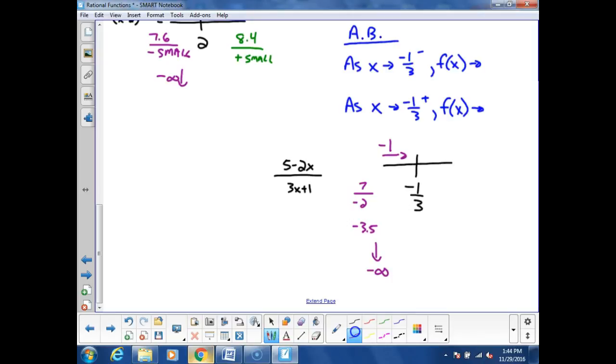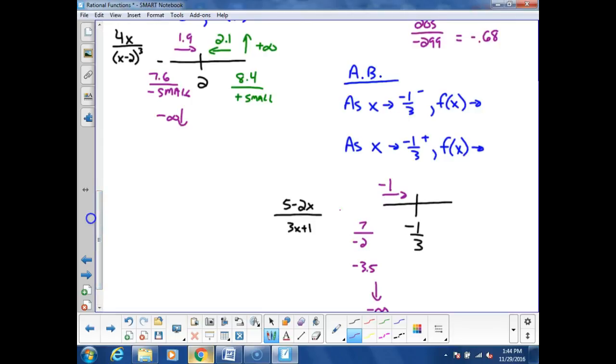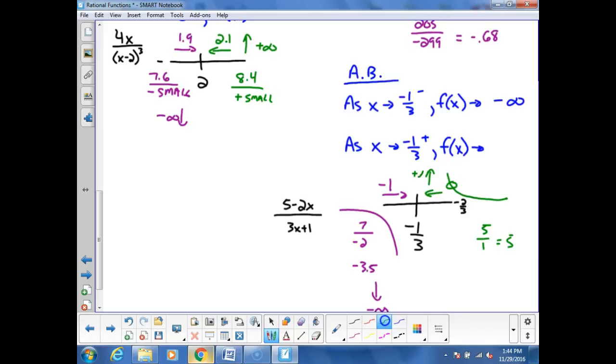Because from my end behavior, as I was going to negative infinity, I was coming down from here, and then this one puts me there, so that has to make that curve down. So it's curving down to negative infinity. On the other side, I was above the line negative 2/3, and a number to the right would be 0. If I put 0 into my function, I get 5 over 1, which is 5, so this function has to curve up, so it's shooting up to positive infinity.